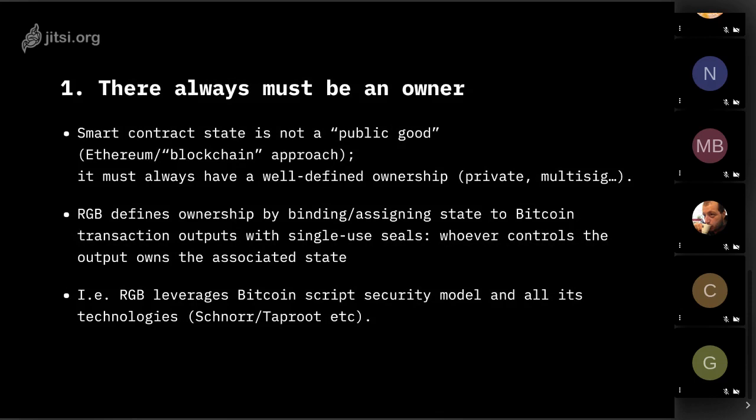And this ownership is defined by transaction output, as I already said. Whoever, a corporation or party, multi-sig, taproot-based, owns Bitcoin transaction outputs, this party owns the rights related to RGB state. RGB defines ownership by binding, assigning state to Bitcoin transaction outputs, as we already discussed many times, using single-use seals. I will spend much more time covering and explaining that part a bit later.